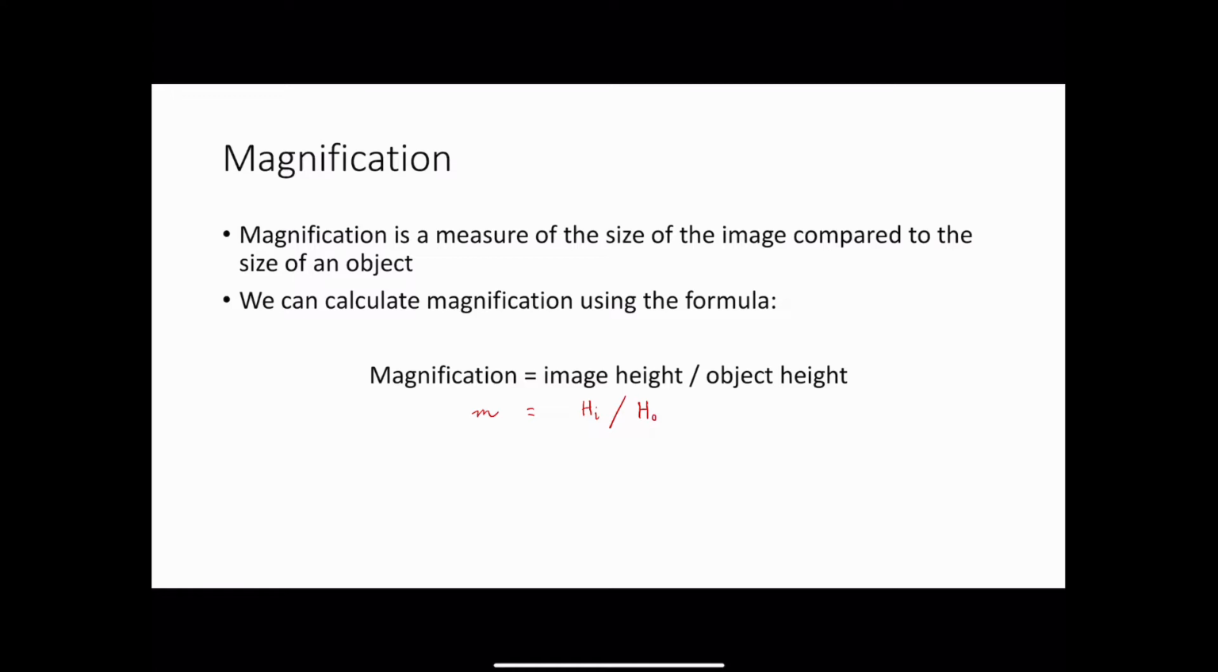There are two important things to note here. First of all, it's a ratio, so magnification does not actually have a unit, so you don't have to worry about putting a unit in for magnification. However, image height and object height will be measured in a unit. Definitely when you are using this equation, make sure that both of those heights are in the same unit. You do not want to have different units for the image height and the object height. Could be millimeters, could be centimeters, could be meters.